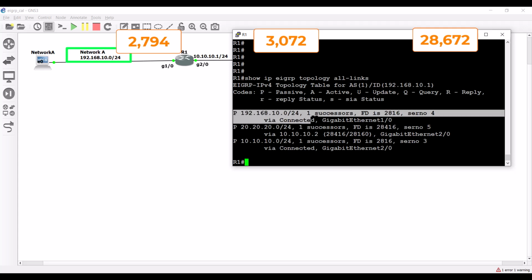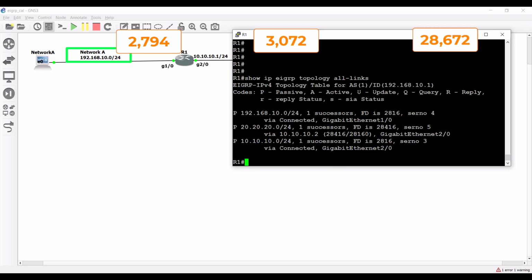You can see all the successors right here, but we have worked with this one, network A, which is our feasible distance, and this is our metric number, which is 2816. Don't concern about the difference between metric calculation in the router and our answer. This difference is because of the emulator, so don't care about that. It is not that important. Our answer for router 1 is okay, and our metric calculation is right.